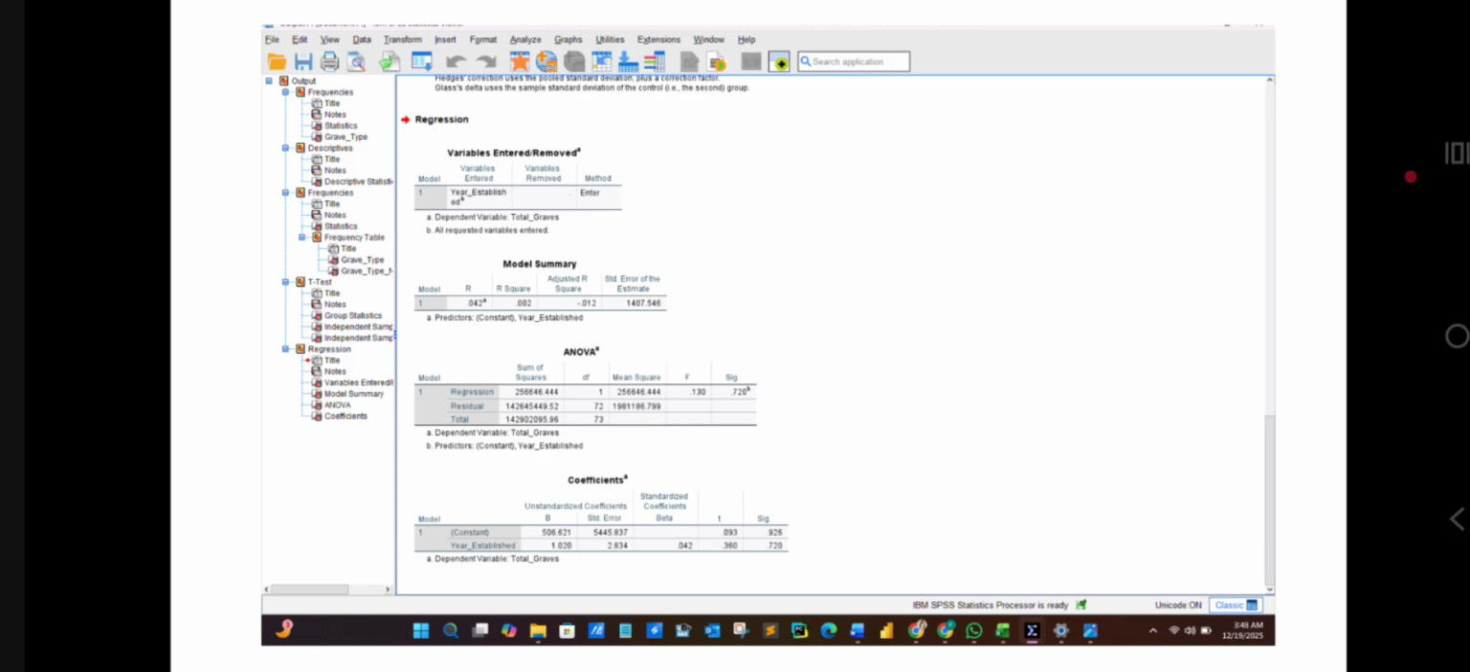After calculation, we see from the regression analysis that the ANOVA p-value is 0.70, which is greater than 0.05. The R-squared value is 0.002, meaning only 0.2% of variation is explained. Therefore, we fail to reject the null hypothesis. This shows that year established does not significantly predict the total number of graves.